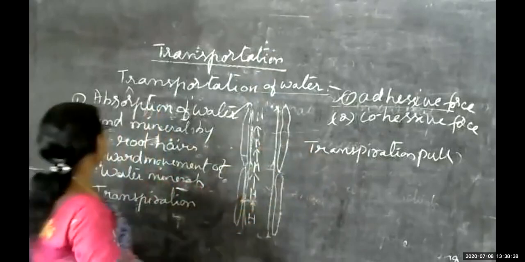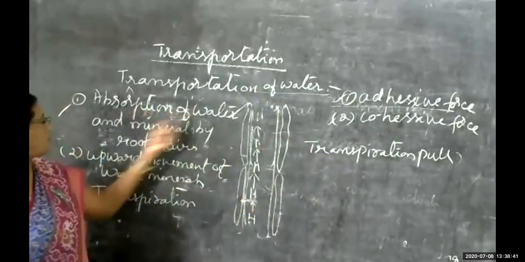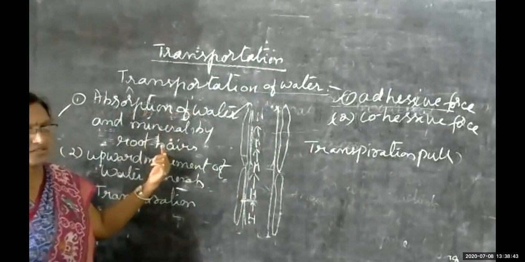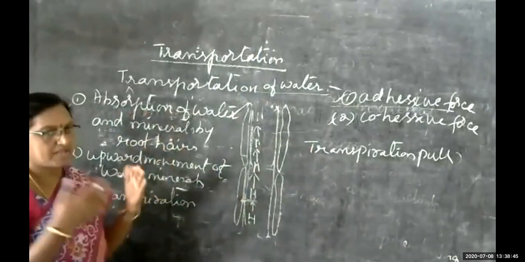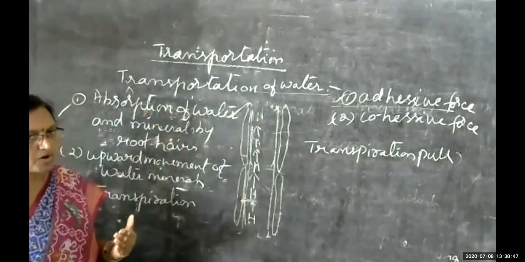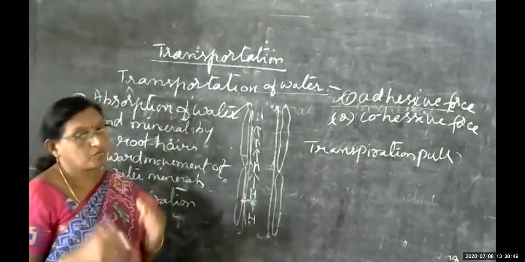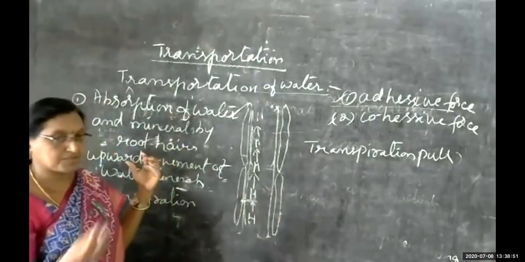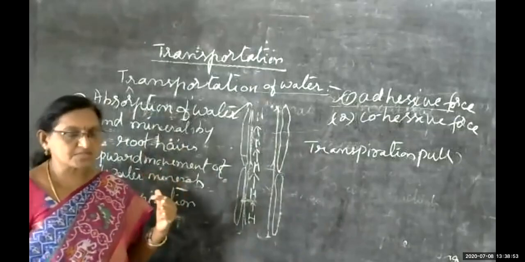Okay, so here the first step is what? Absorption of water and minerals by root hairs. Okay, so the root hairs absorb the water. How do they absorb the water? One force is essential for absorption. Already the endosmosis process is there.